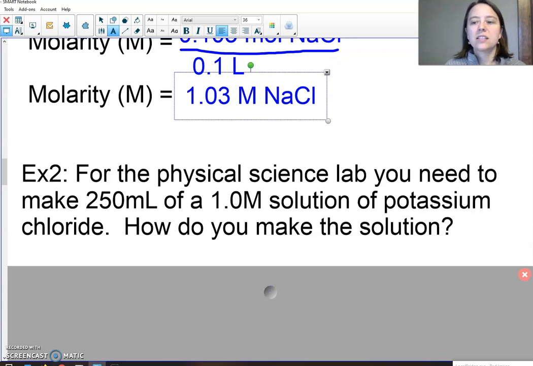So for a physical science lab, you need to make 250 milliliters of a 1.0 molar solution of potassium chloride. How do you make the solution? Well, you're going to have to figure out how much potassium chloride to put in there, and then since you don't know how to measure that out in moles, you have to figure that out in grams.